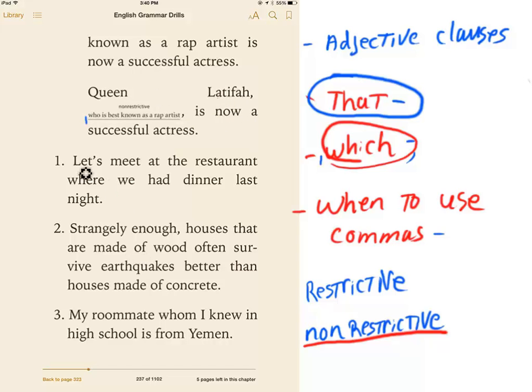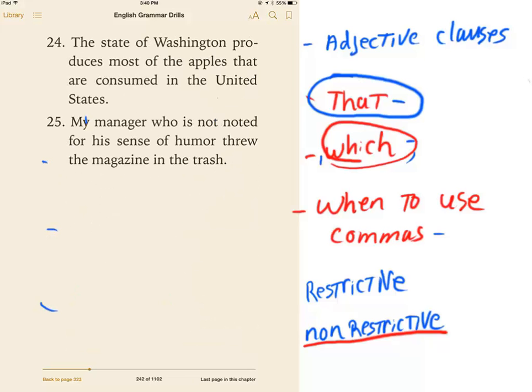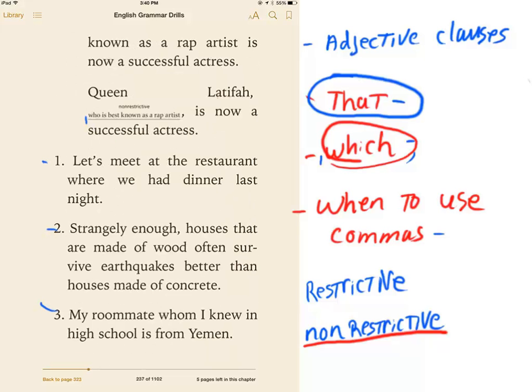Okay, let's go through here and see. I don't know how many of them you have to do. You have to do 25 of them. So we're going to do maybe the first 10 together even, so that you have 15 on your own to do. Okay, so let's take a look at here and see what we have. Okay, let's meet at the restaurant where we had dinner last night.